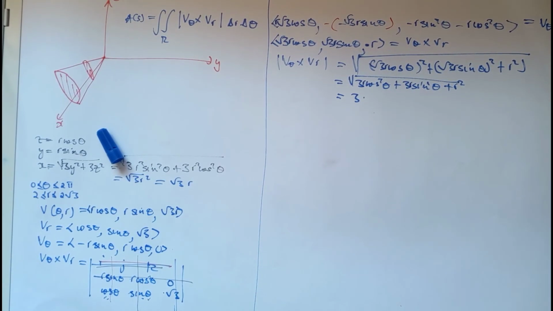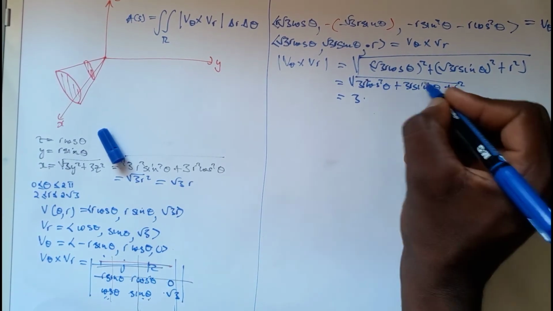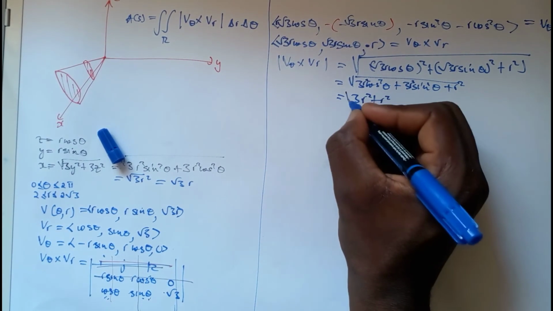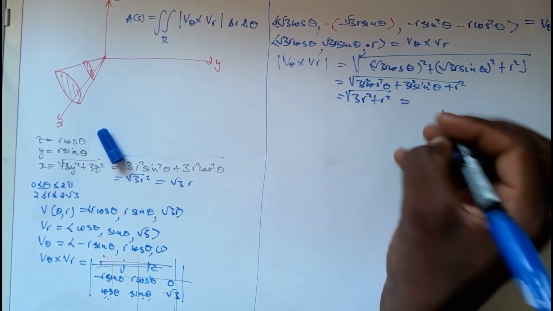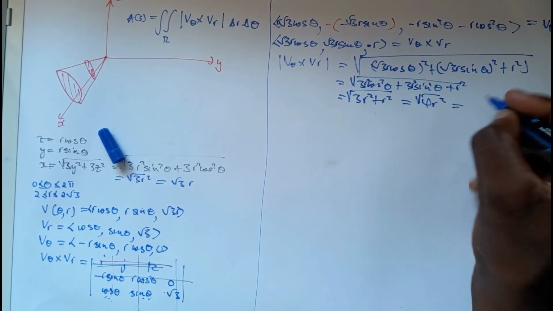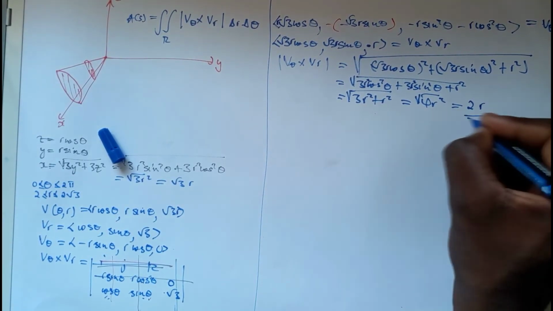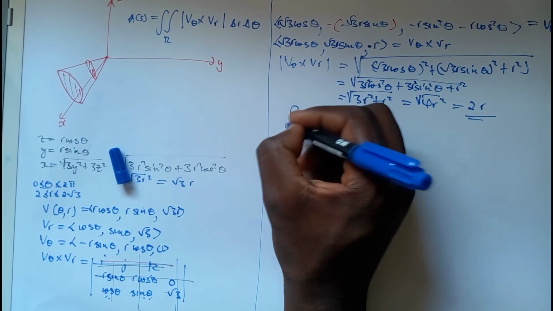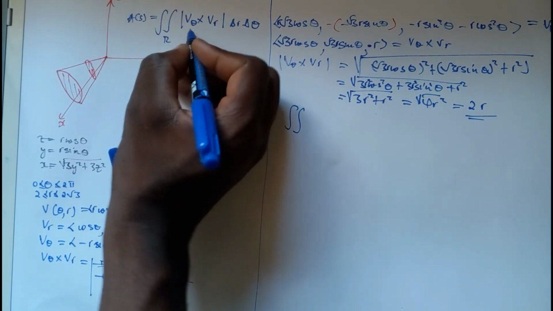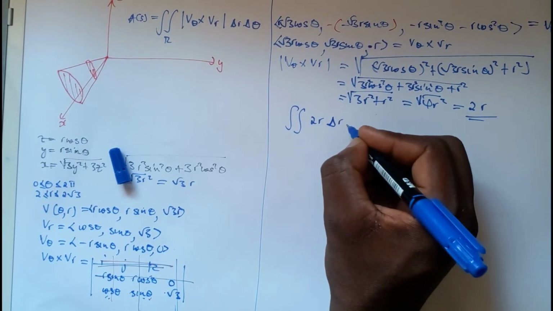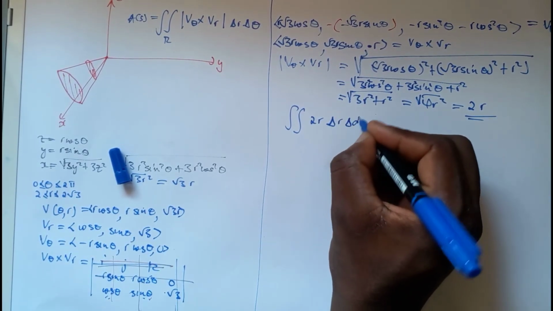Now if we square this one, we're going to have 3r squared plus r squared. Adding, we get 4r squared, and we have a square root. The square root of 4 is 2, and the square root of r squared is r. As you can see, we now have the magnitude of the cross product of v theta and vr. So our double integral, instead of writing this, we're now writing 2r dr d theta.